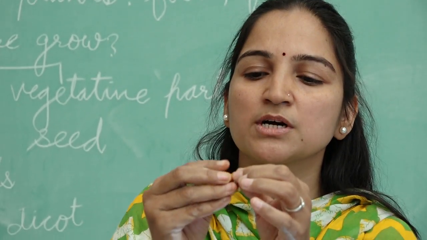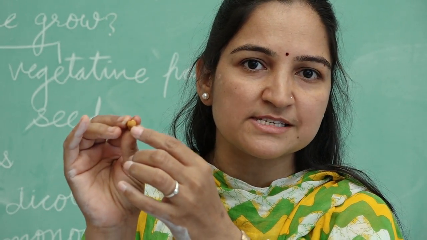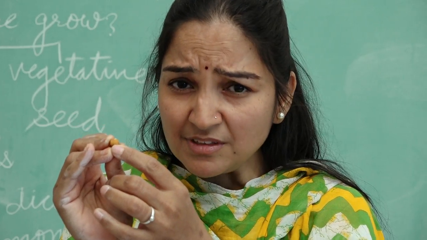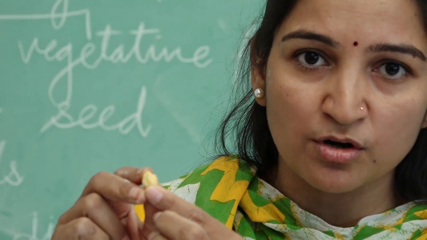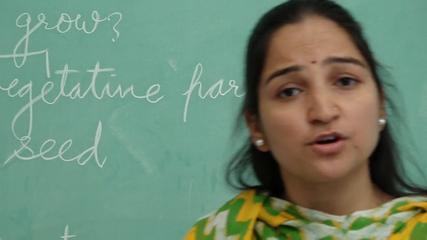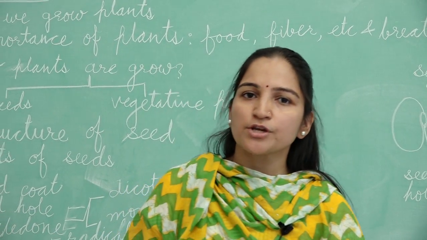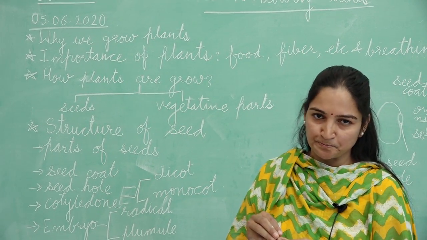Another seed I have is the brown gram, which you can identify very easily by its brown seed coat. The outermost layer of the gram seed is brown in local grams, and in Kabuli Chana it is white. This is the seed coat. What is the function of the seed coat? The seed coat protects the seed and the embryo inside the seed.